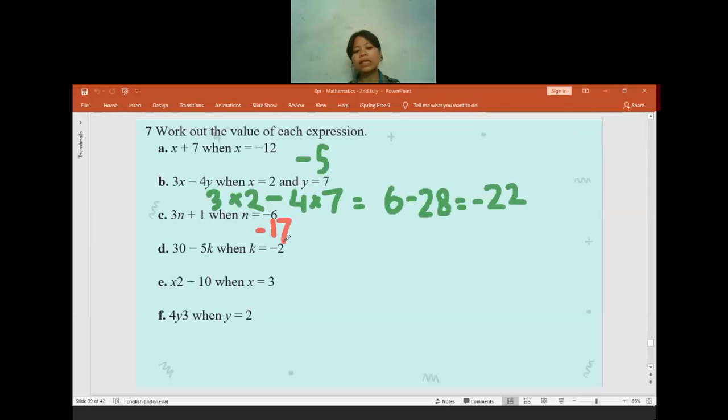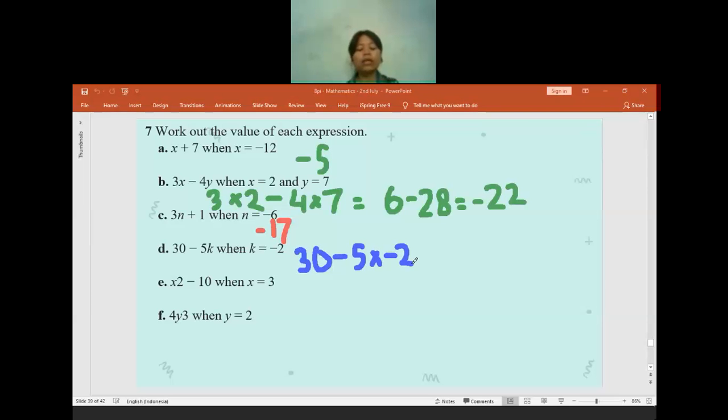What will it be? 30 minus 5k when k is negative 2. Is it 40 or 20? Okay, maybe I need to write it down. I got two answers from the chat box, 40 and 20. Which one is correct? Okay, let us check. 30 minus 5 times negative 2. This is times, not x.